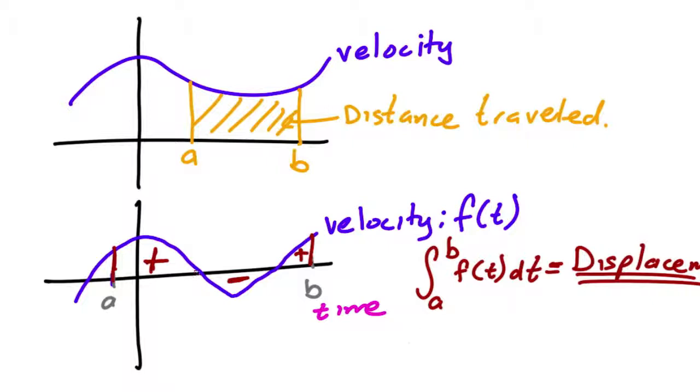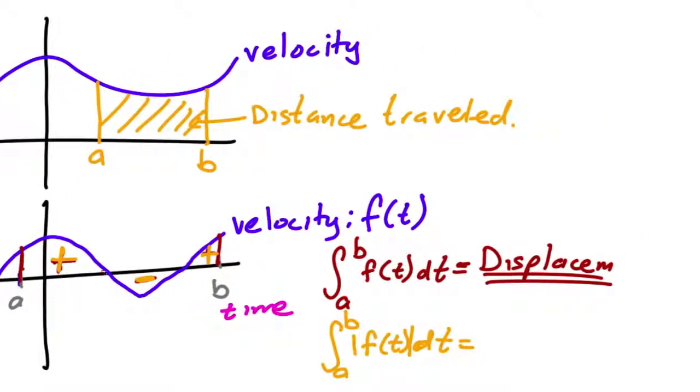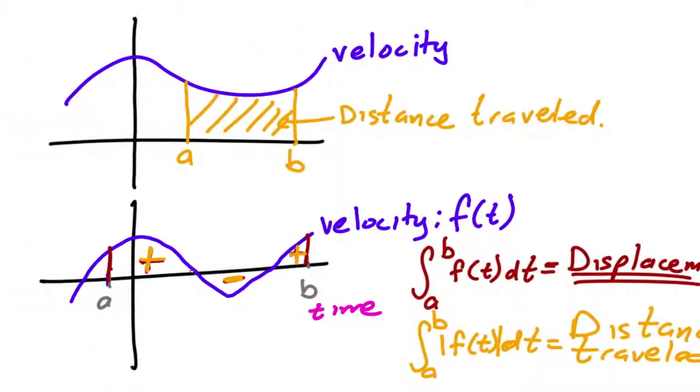Now, if you want to find the total distance that you traveled, then you would have to count the negative area as positive as well. So that just needs a small modification. You just take the integral of the absolute value of f of t dt. And so this is going to be the total distance traveled. And we'll do an example in a little bit.